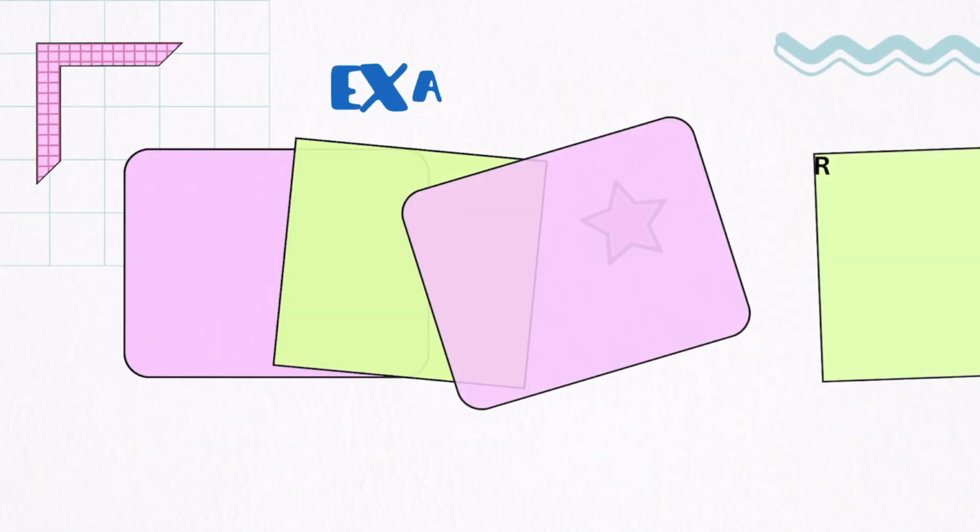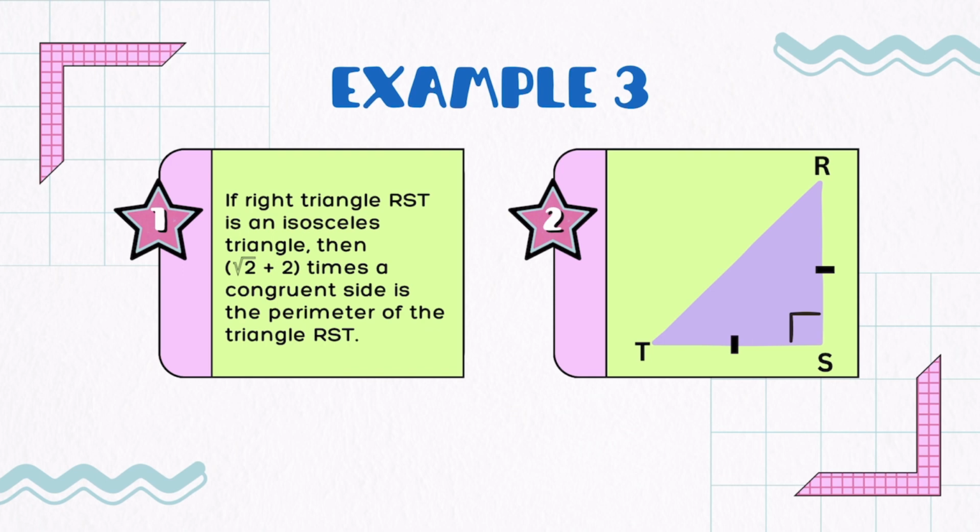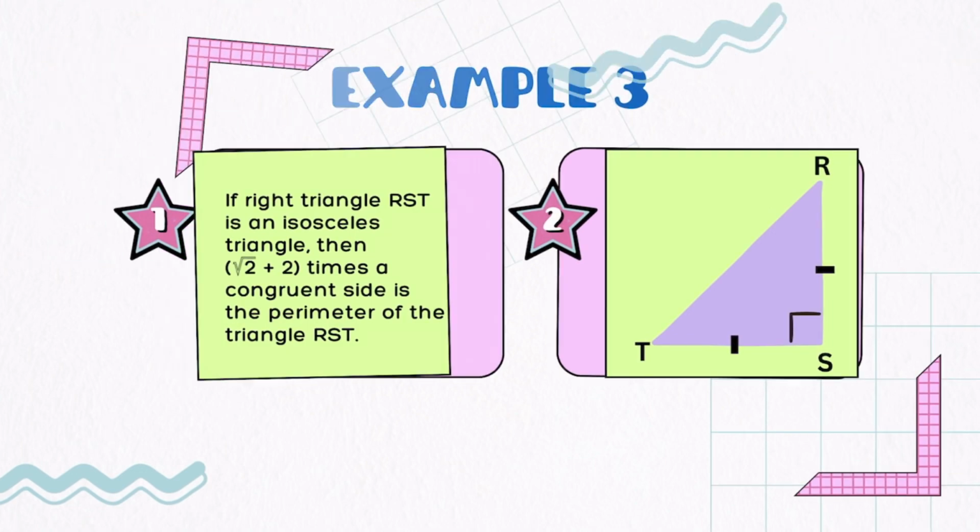Right now, I'm going to show you example 3. Let's move on. Example 3. If right triangle RST is an isosceles triangle, then square root 2 plus 2 times a congruent side is the perimeter of the triangle RST.